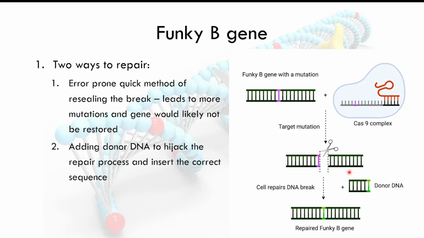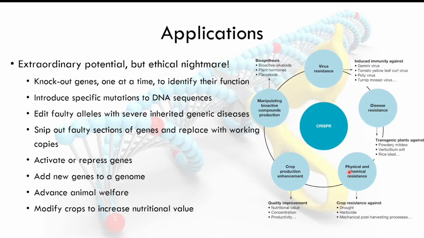So if we want to make sure that gene is properly fixed, we add some donor DNA. We put in the Cas9 complex with our produced guide RNA, and we also put in a piece of donor DNA that matches the sides of the break but also has the right nucleotide in it to replace the faulty one. That donor DNA gets inserted into the cut site and replaces what was already there. So we can replace the faulty gene with the correct gene and repair that function.